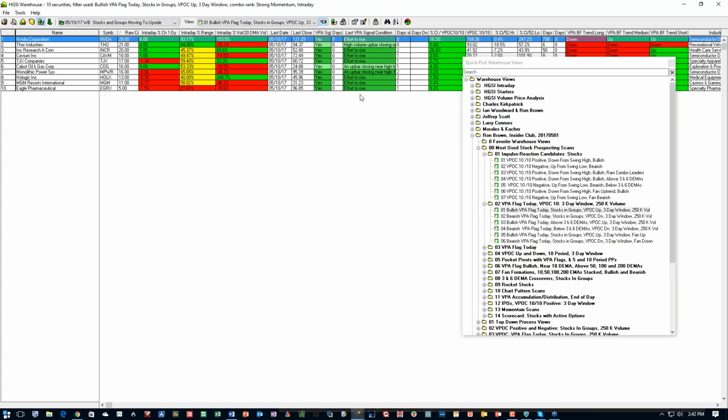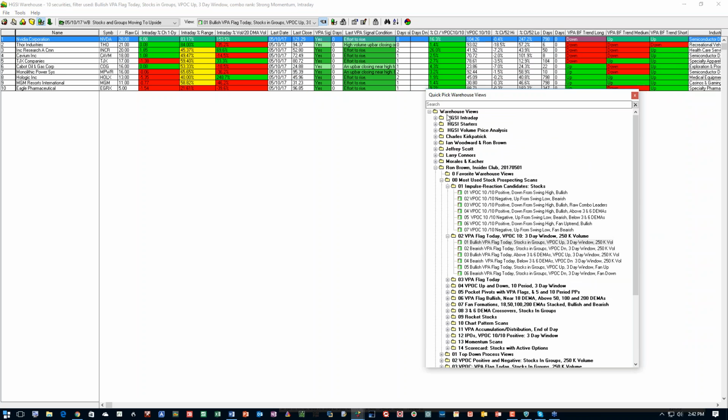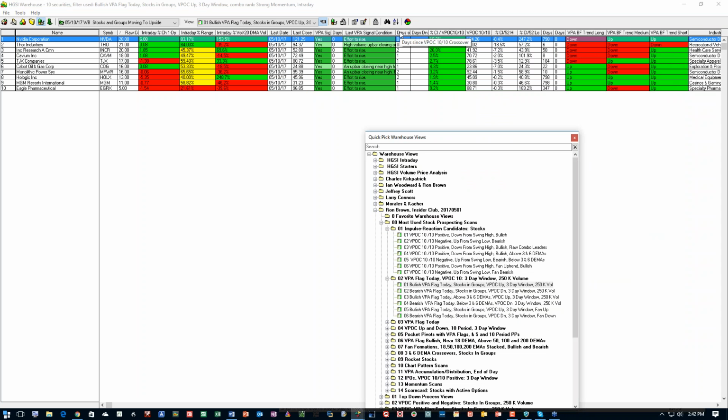Now the VPOC is a 3-day window because I didn't want to limit it to just today. So when did that occur? If you look at this column here, the days since the VPOC crossover, it happened yesterday. I'm using end of day data from yesterday. And look what happened. NVIDIA is following through after that great earnings report.